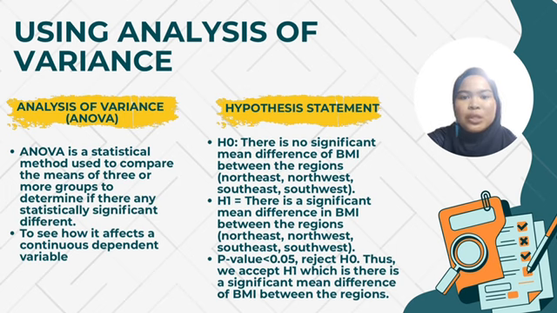For the hypothesis statement, the null hypothesis is that there is no significant mean difference of BMI between the regions. The alternative hypothesis is that there is a significant mean difference in BMI between the regions. A p-value less than 0.05 means that we reject the null hypothesis and accept the alternative hypothesis, which is that there is a significant mean difference of BMI between the regions.